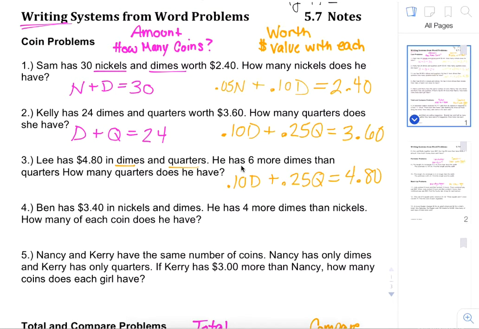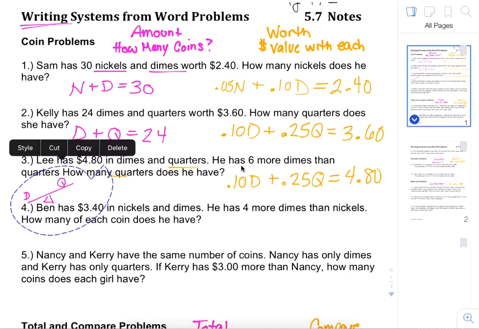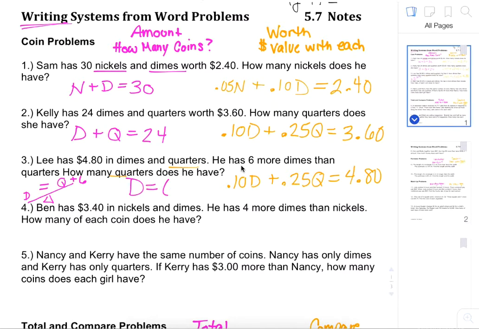What I use is kind of this little teeter-totter method. It says he has 6 more dimes than quarters. So he definitely has more dimes. I'm going to put that on the bottom because it's going to be heavier. I have more dimes than quarters, so it tilts the teeter-totter. If I want it to balance, I have to put something else with the Q in order to balance it out. So if it says I have 6 more than quarters, I'm going to add 6. So now it would be balanced. My equation, dimes are 6 more than quarters. Okay? All right, let's try another question like that.